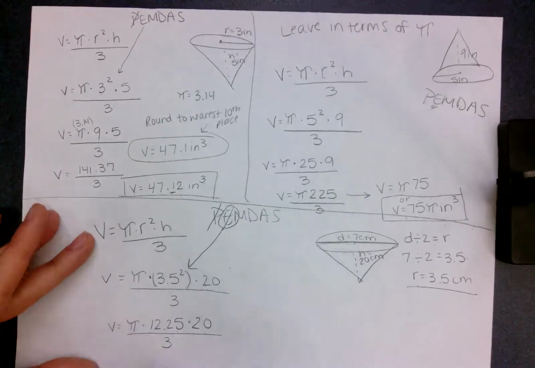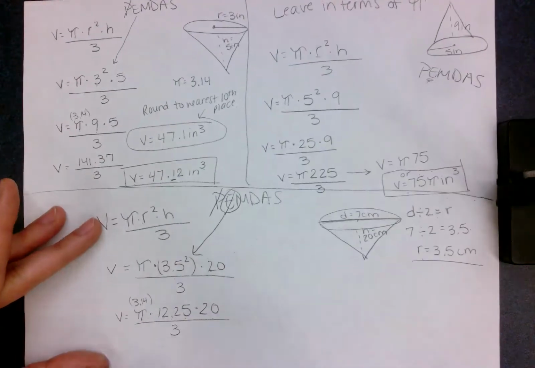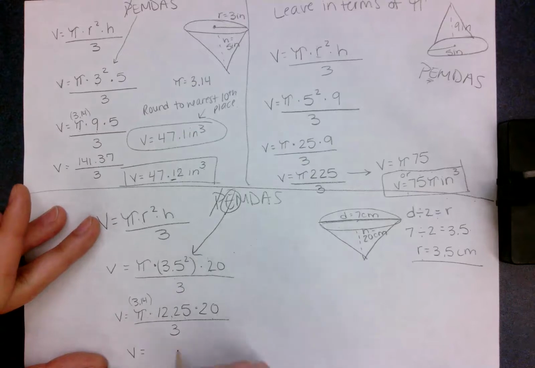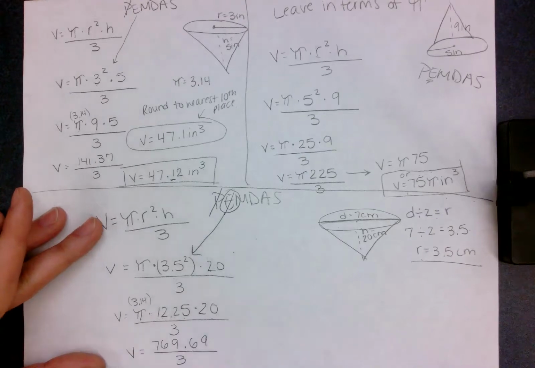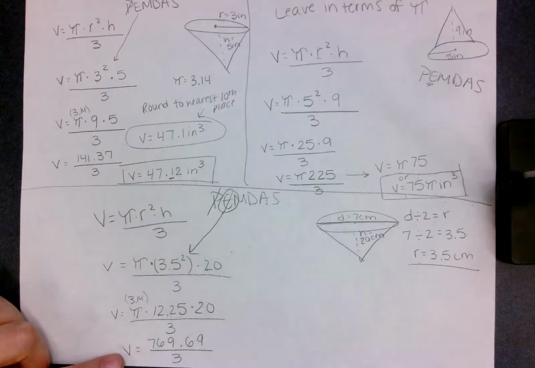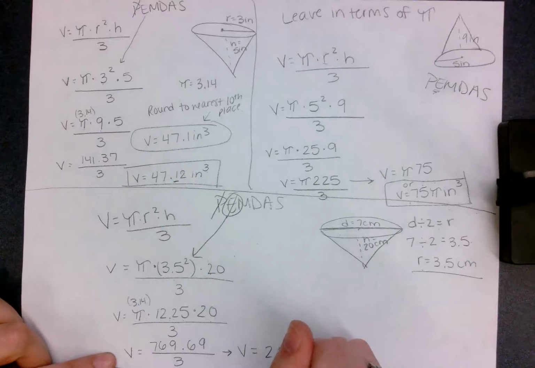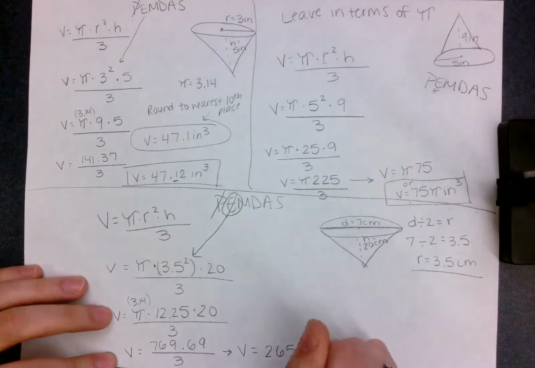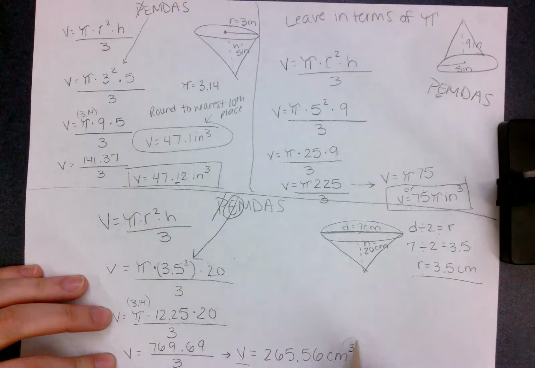Right now, I don't have a pi button on my phone, so I'm going to use 3.14. If that ever happens, you could use 3.14. That gives me 769.69 divided by 3. And the last thing I would have to do to calculate my volume is divide 769.69 by 3. And that gives me 265.56 centimeters to the third power. Because it's volume, volume is always to the third.